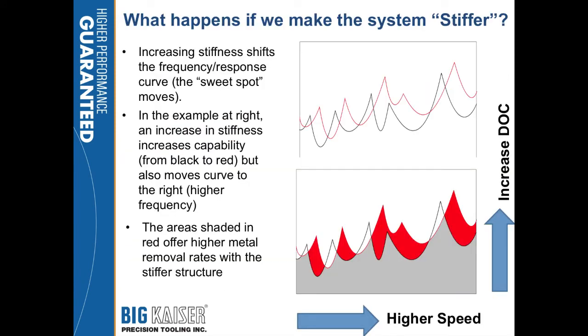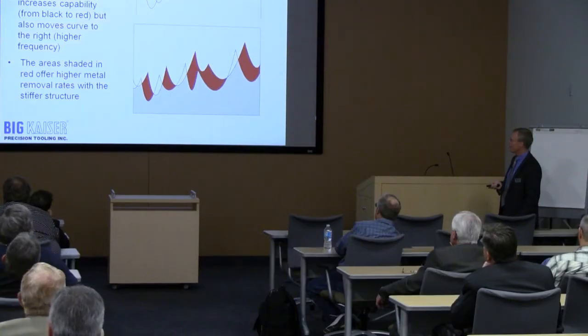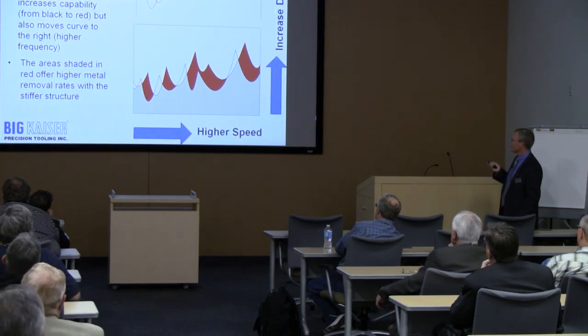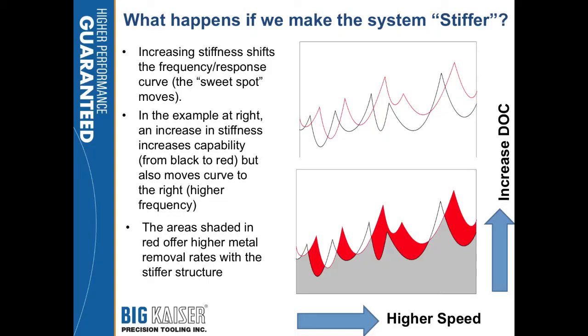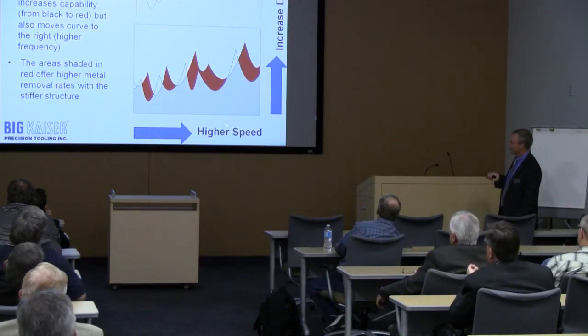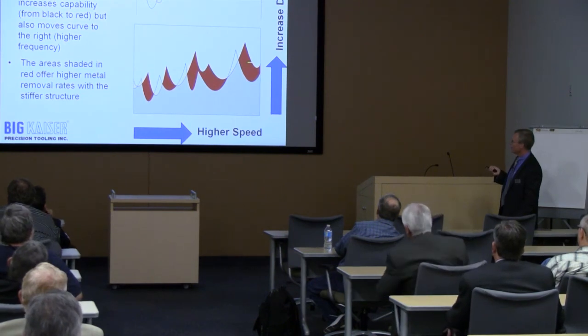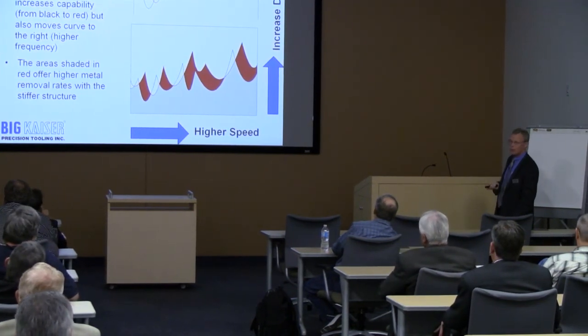So what happens when we make the system stiffer? Increasing the stiffness shifts the frequency response of the sweet spot. It's going to move up and to the right. So we're going to be able to increase our depth of cut, and we're going to be able to go to higher speed. So the area shaded in black would be the weaker system. The area in red is the stiffer system. Say we went from a Cat 40 to a Big Plus. So I can run to higher depths of cut at a higher speed. These are my improvements. This is where I can improve my cutting efficiency.